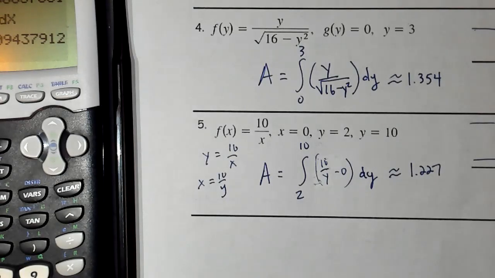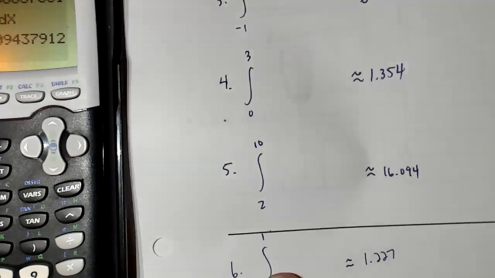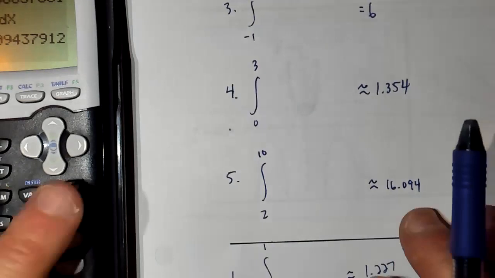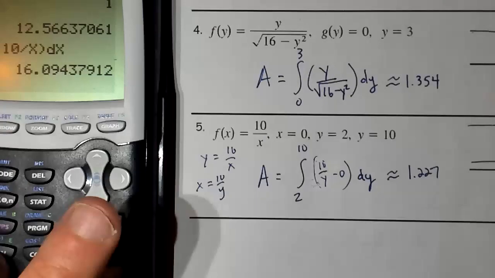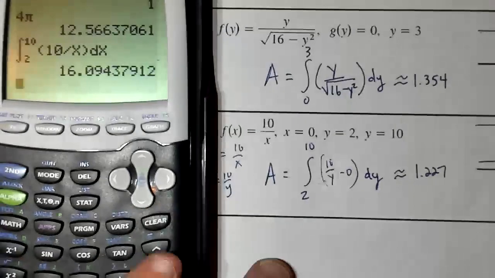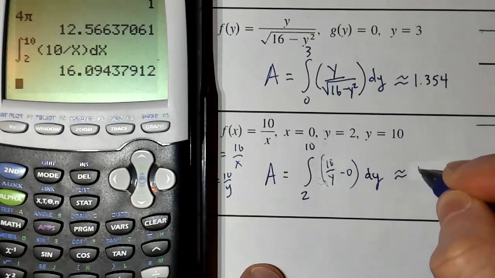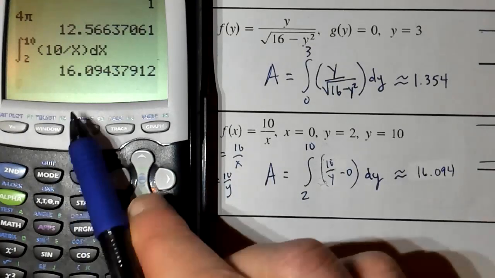It's because I'm looking at the wrong problem on my answer key. It's not 1.227. My answer key over here, just so I can confirm, number 5, 2 to 10, is 16.094, which is what I got right here. It does help to look at the right problem, which I was not doing. So yeah, let's fix that too to be 16.094. Matches up. Good.